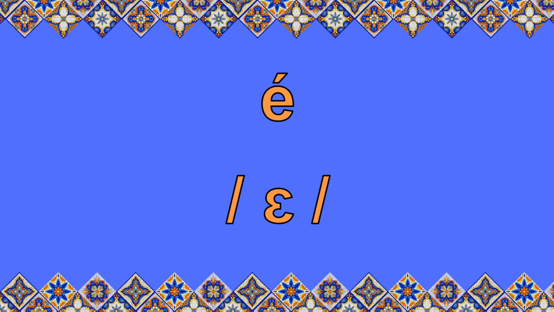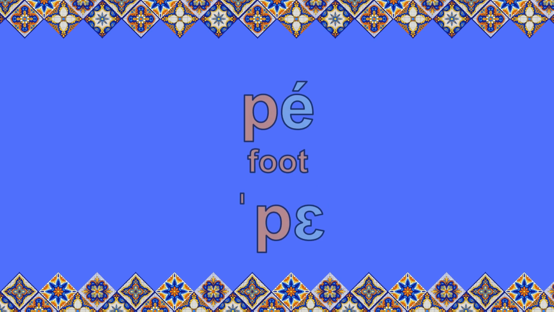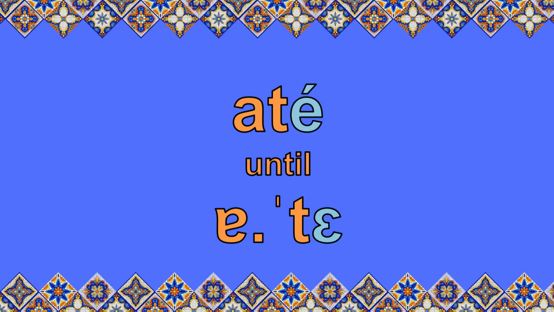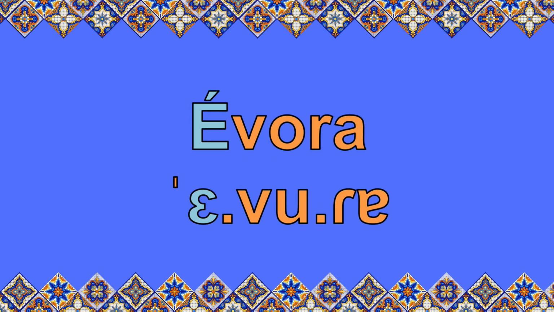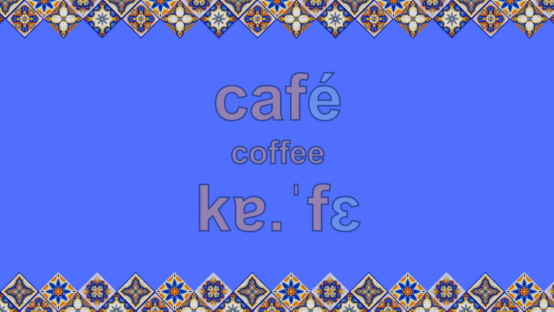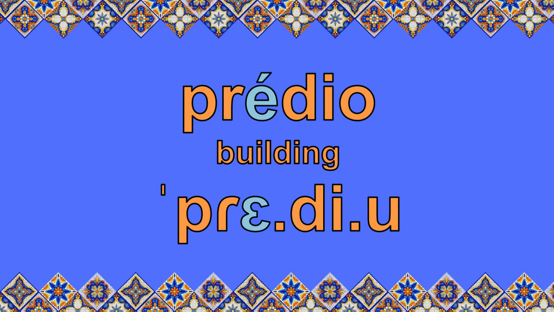Over the letter E, it opens up the sound to E, such as in pé, até, Évora, café, prédio. When the accent is over the letter O, it opens up the sound to O.